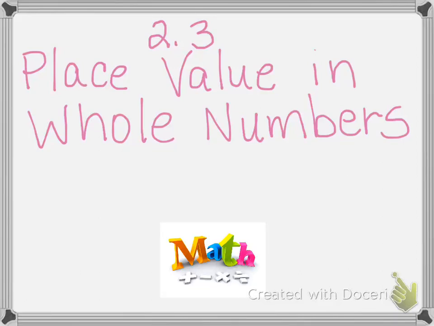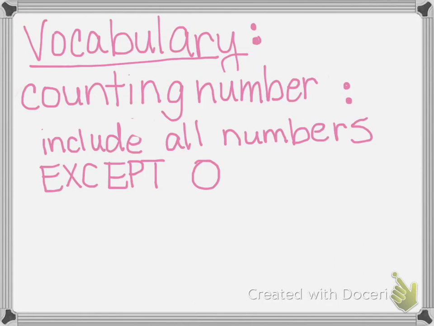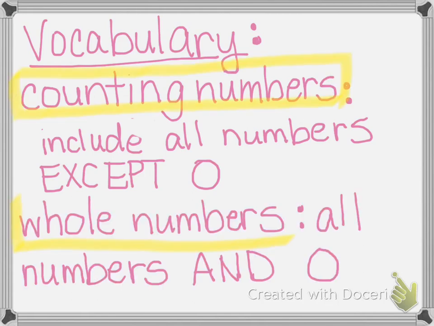Hello, boys and girls. Today we're going to work on lesson 2.3, which involves place value in whole numbers. We do have some vocabulary for this lesson. The first vocabulary word is counting number. And when we talk about a counting number, that would be all of the numbers except 0, because when we count objects, we don't start with 0. So counting numbers is your first one.